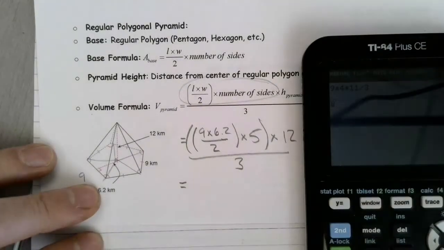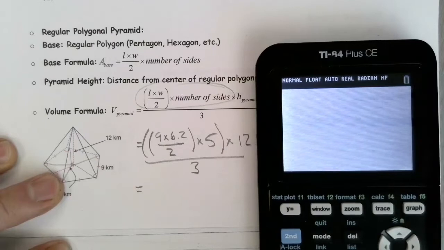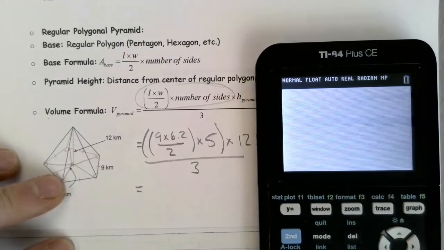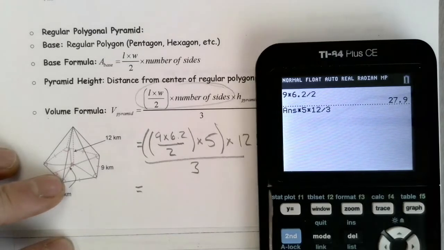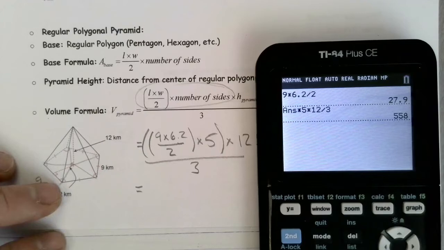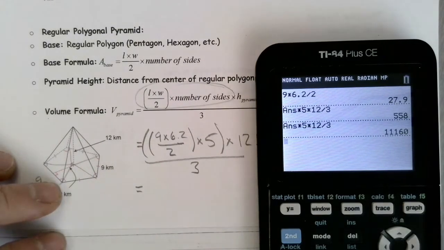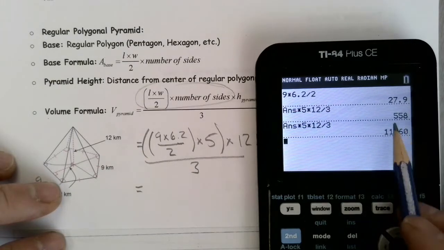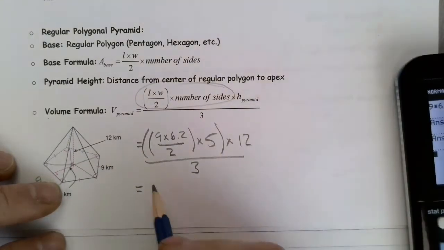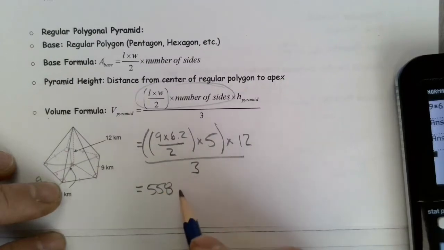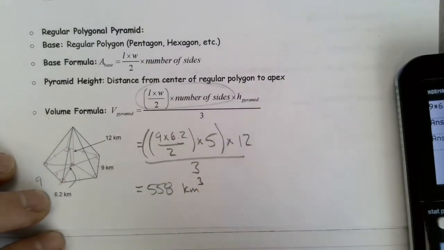So we pull out the calculator. So let me just move that over a little bit. So we're going to have 9 times 6.2 divided by 2. Multiply that by 5, multiply that by 12, and then we're going to divide by 3 to create the volume of the pyramid. Whoops. Sorry, I don't know why there was a little bit of a delay there. I hit it twice there. 558, kilometers cubed.